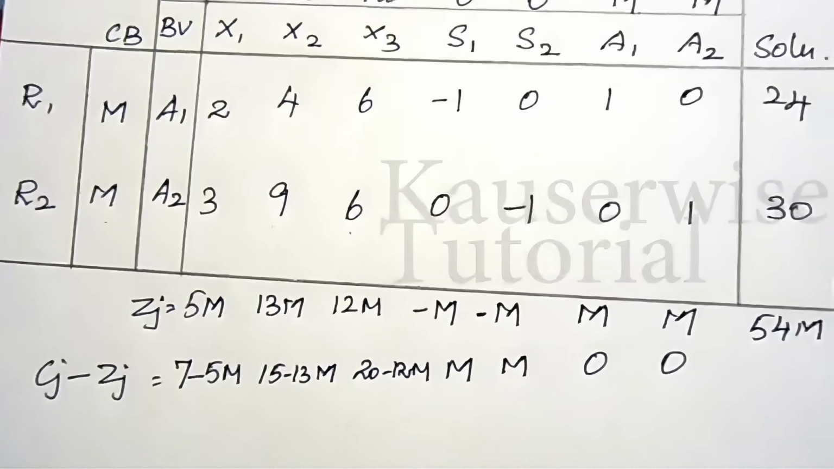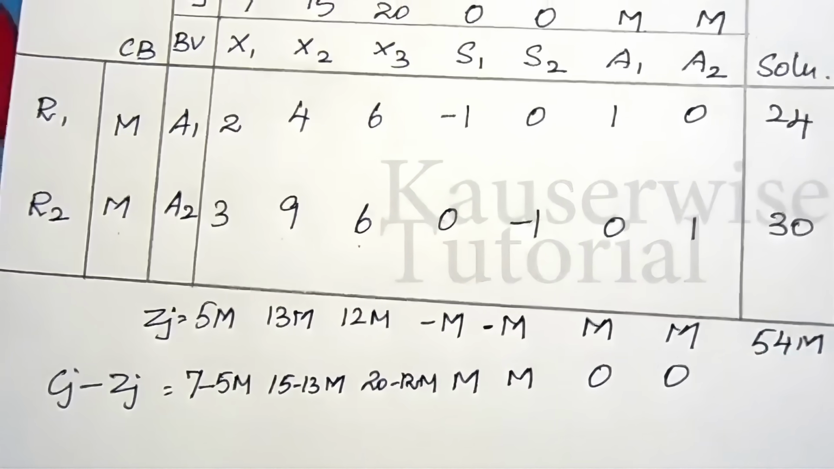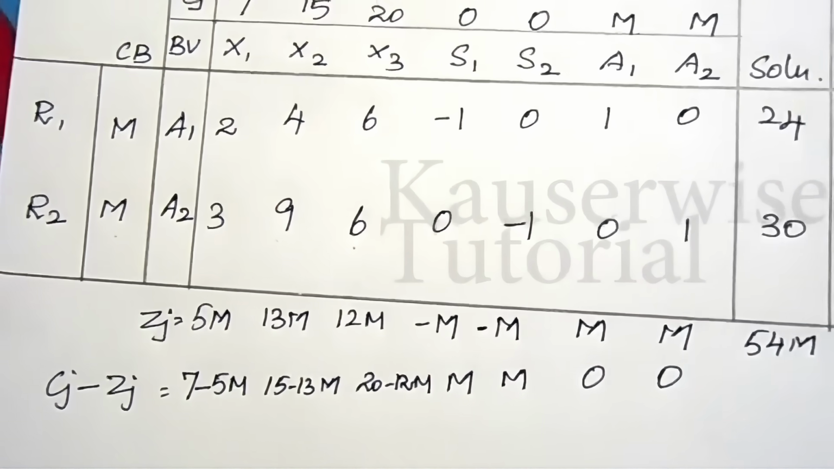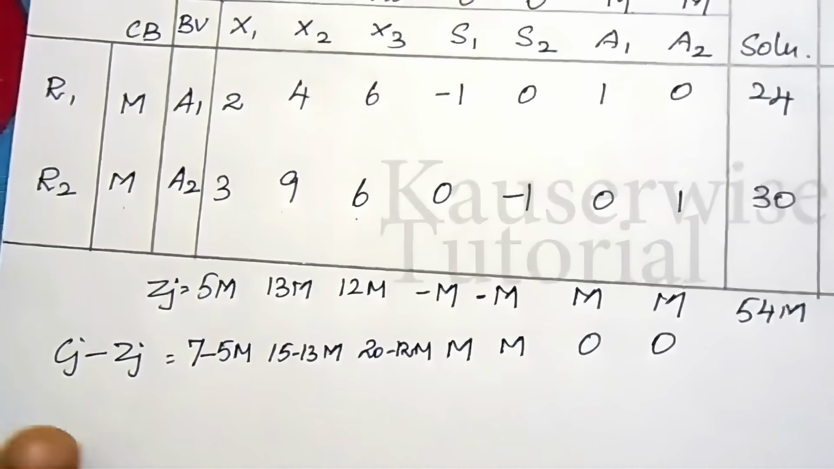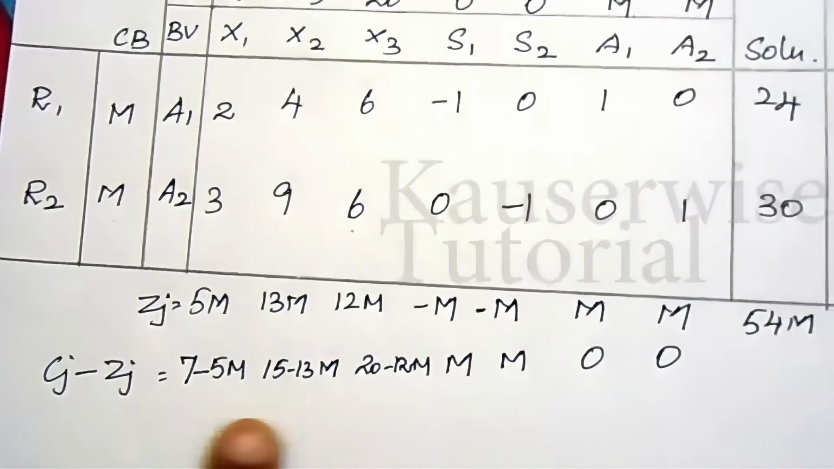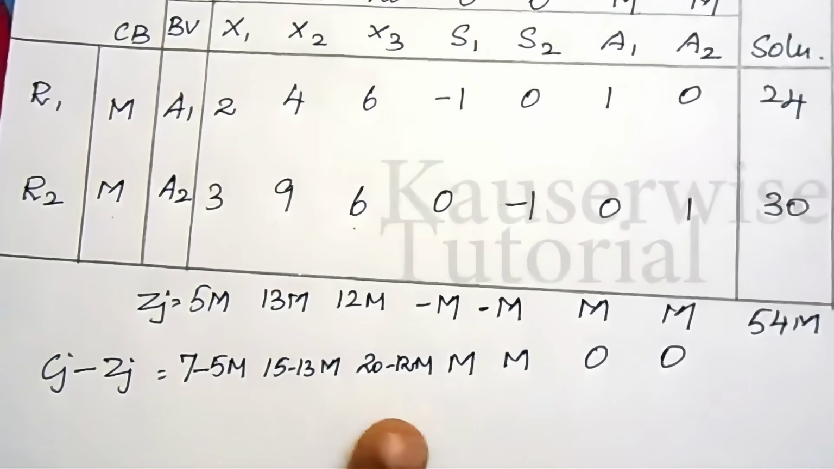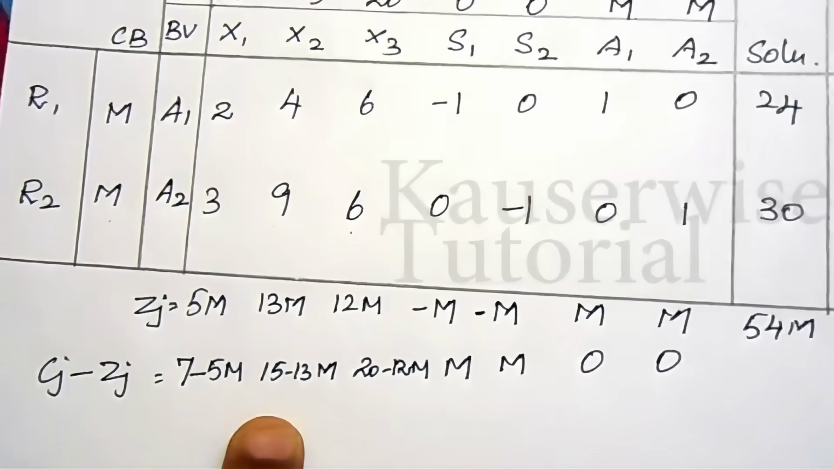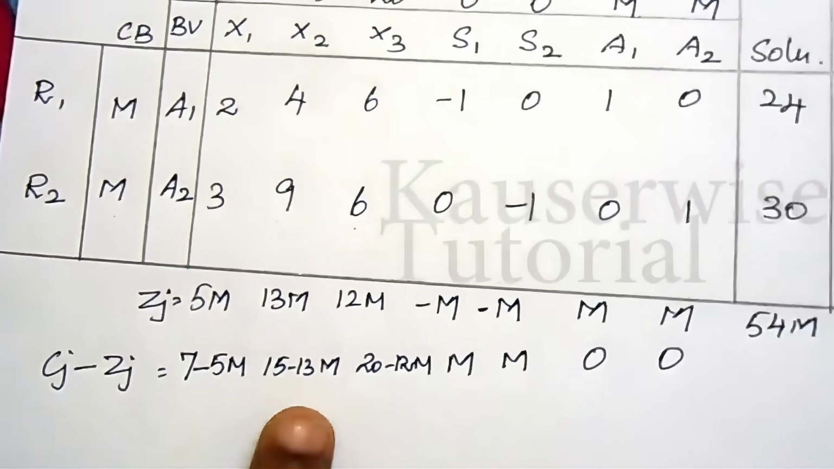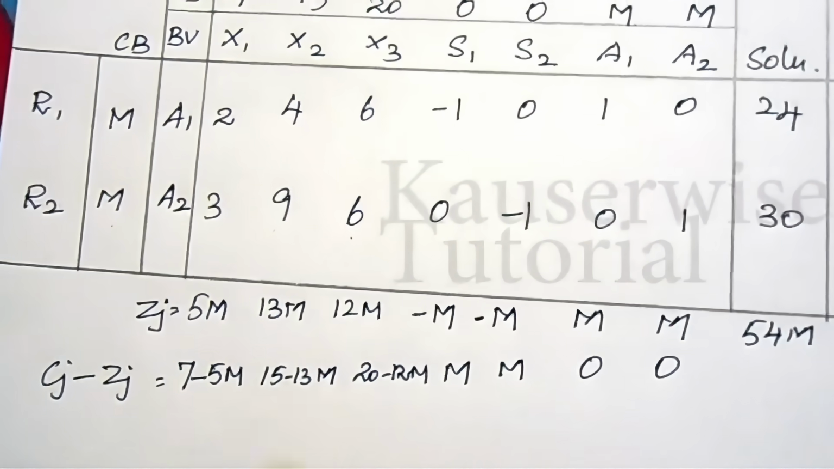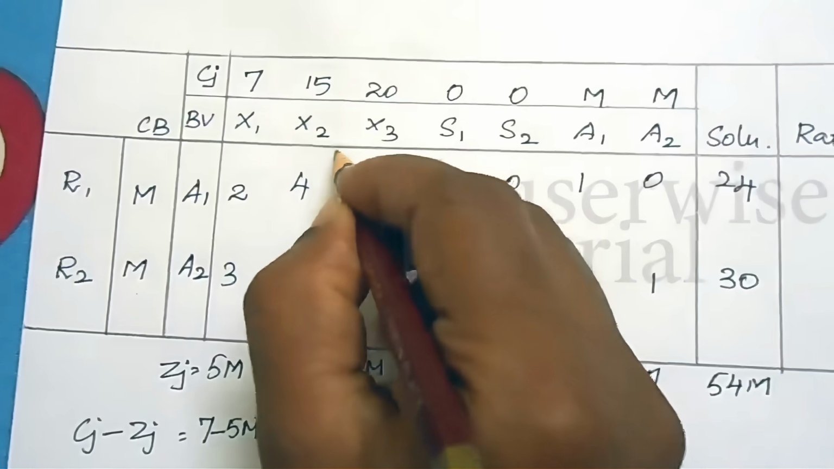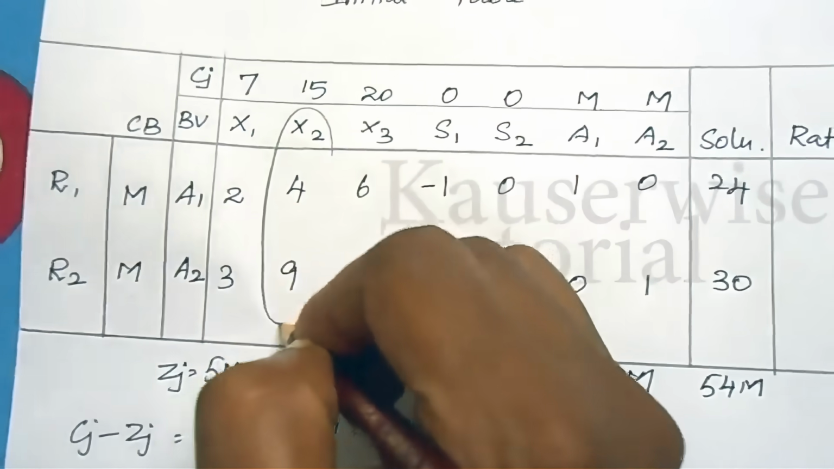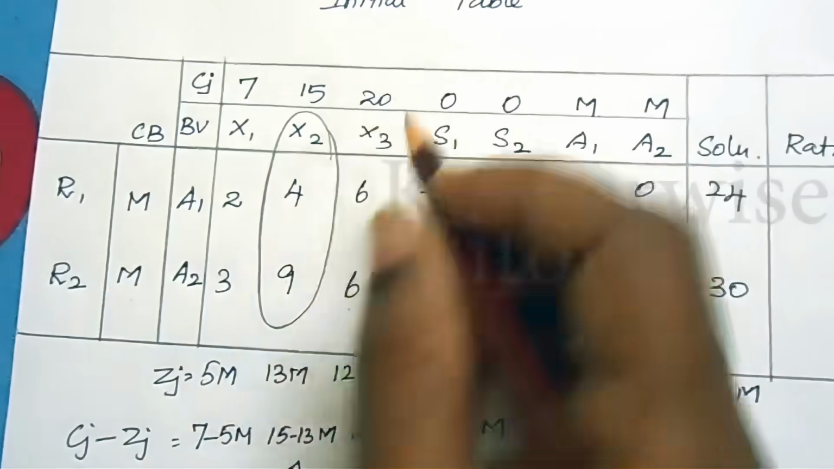In order to proceed further, the first step is to find the key column. For the key column, we need to find the most negative value from the Cj minus Zj. Look at these three values. Which one is most negative? Minus 13m, that is 15 minus 13m, is the most negative value. So this column is the key column, that is, the x2 column is the key column.